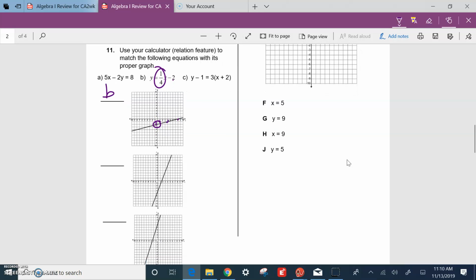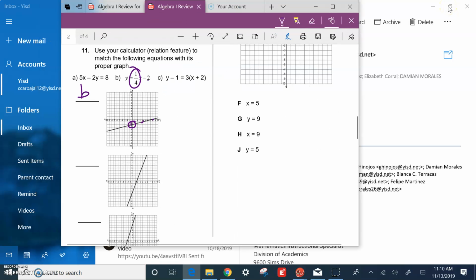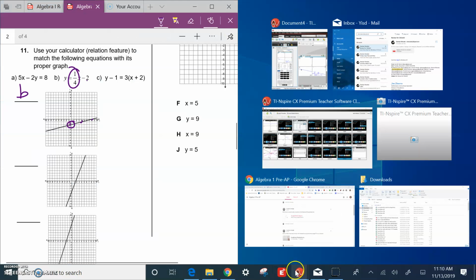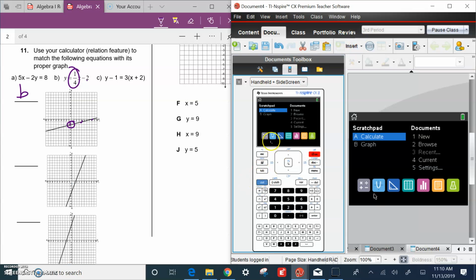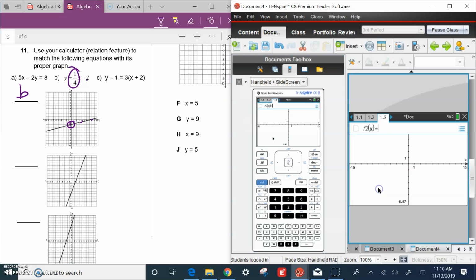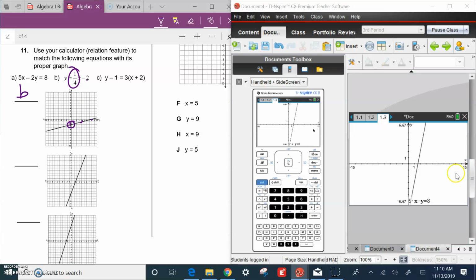Answer choice A is 5x minus 2y equals 8. For sure, I recommend you use your calculator on that one. So if I want to use my calculator, again, I'm going to open a graph. Delete the equal sign. Select relation. Then it's 5x minus 2y equals 8. Enter, and then match it up. You can see that's crossing down here on the negative. So for sure, it's going to be the second graph.